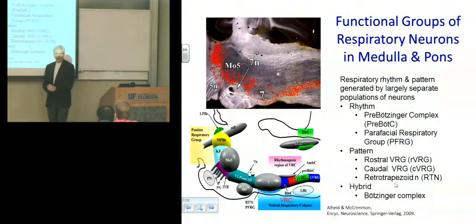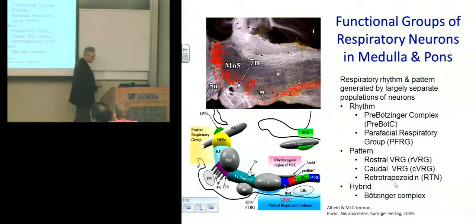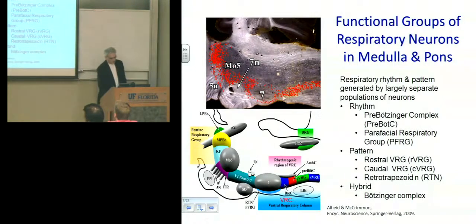So what about rhythm and pattern generation and how they break down in these groups? This is the same section showing the retrograde labeling and the model below and the various compartments. And so this is the ventral respiratory column. You'll see people refer to it slightly differently as to whether they include the retrotrapezoid and parafacial groups, which are just ventral to the facial nucleus, on back through the Bötzinger, pre-Bötzinger, rostral VRG, and caudal VRG, standing for the ventral respiratory group. And of those, you find that rhythmogenesis is largely ascribed to the pre-Bötzinger complex and the parafacial respiratory group.